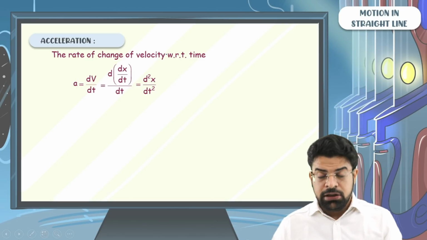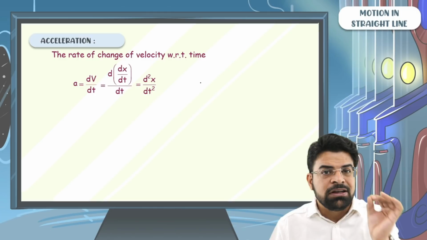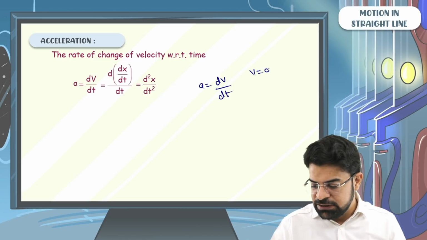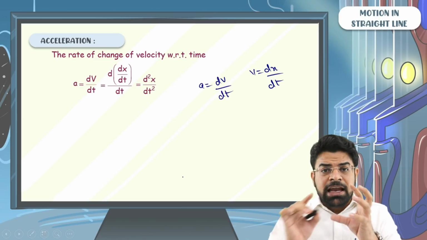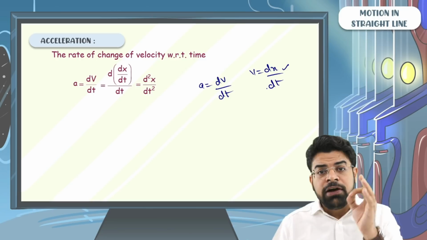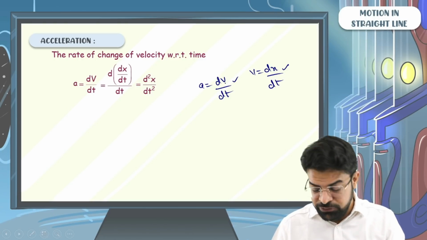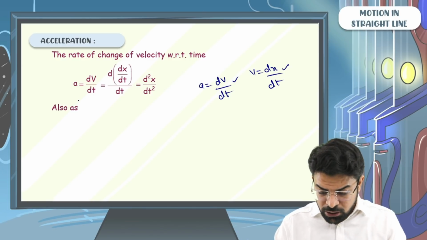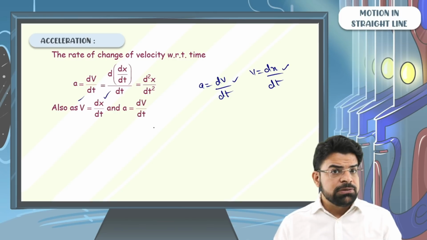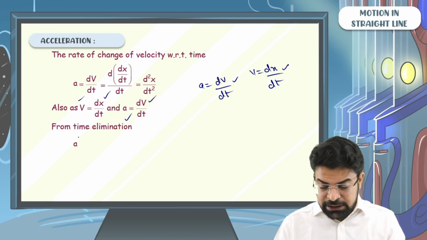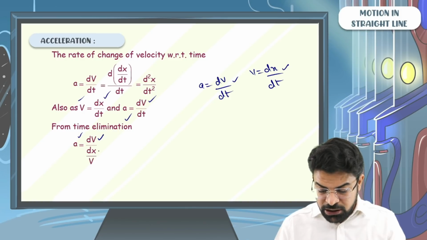There is one more way to write acceleration, and that comes from the elimination of time from the definition of acceleration and velocity. We know that acceleration is dv by dt. We know that velocity is dx by dt, right? If we eliminate time from these two, if I find the value of dt from the second equation and put it in the first equation, or find the value of dt from the first equation and put it in the second equation, we can get one more correlation of acceleration, and that is really important. Let's find it out. Also, as v equals dx by dt and a equals dv by dt, from time elimination, we get that acceleration equals dv upon dx by v.